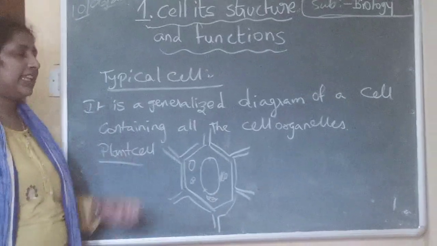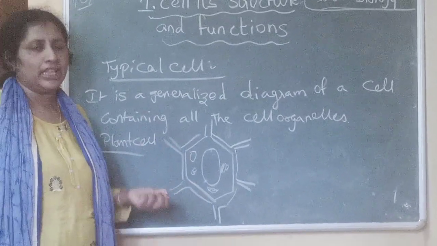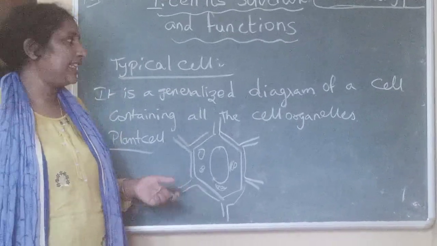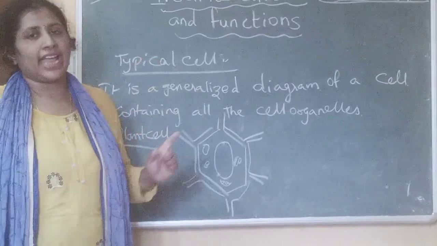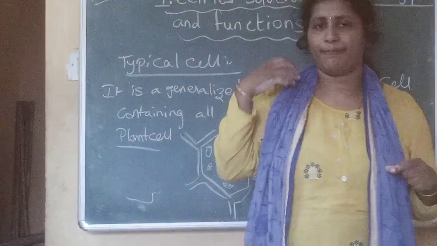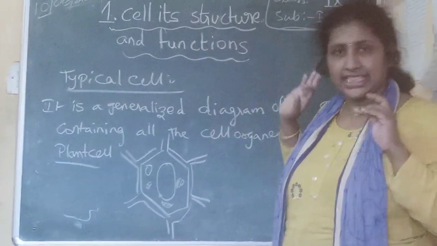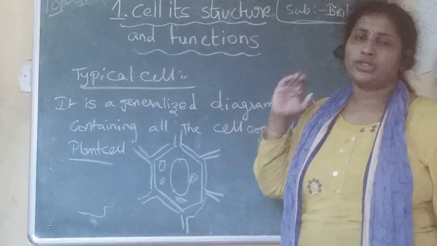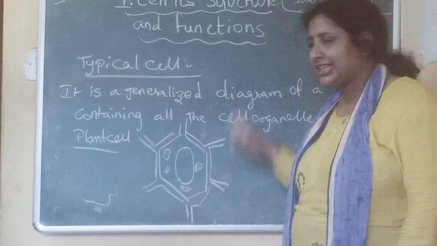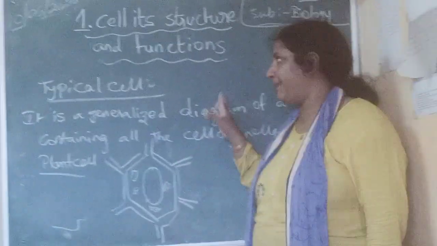Generally, the leaves and the stem, which are green in color, have chloroplasts in them. But the roots do not have chloroplasts in them. But in a typical cell, all the plant cell organelles are represented. Means whatever cell organelles the plant has are represented in the typical cell. It is just a diagram, but to study it, whatever cell organelles are present in the plant are represented in the diagram. That is called a typical cell.